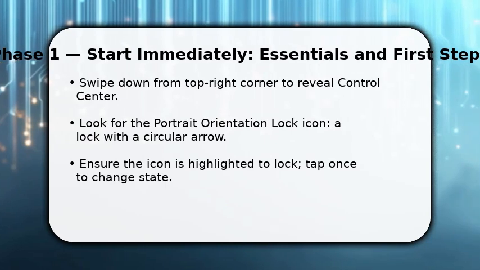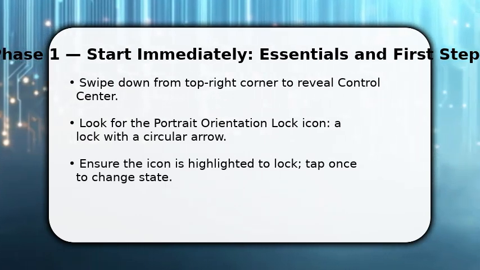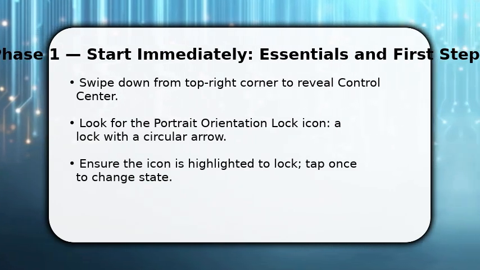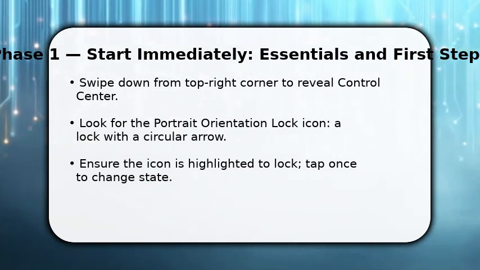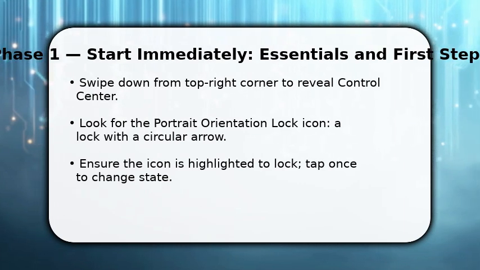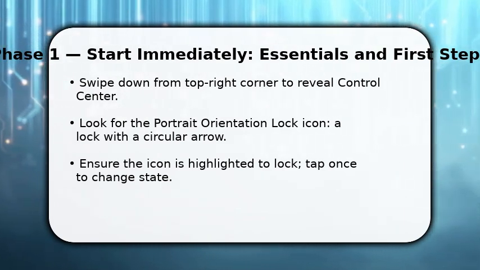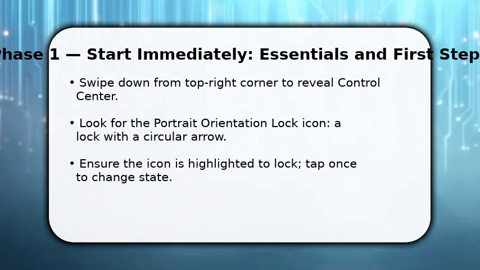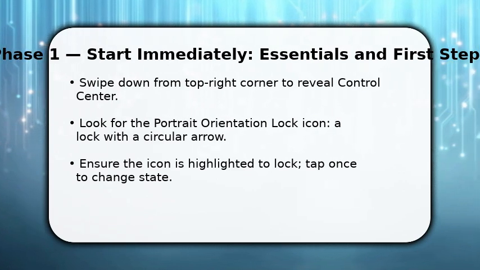You start by opening Control Center because this is the fastest control for orientation. Swipe down from the top right corner. Once done, scan for the lock with arrow icon. If it's highlighted, Portrait Lock is active and Auto Rotate is off. Tap it to toggle. Make sure to watch the screen rotate briefly after tapping so you know it changed.